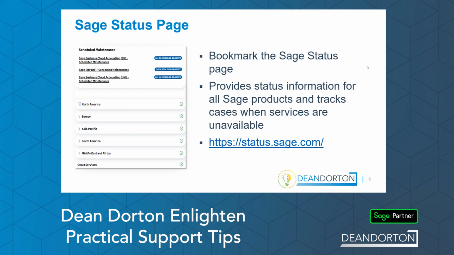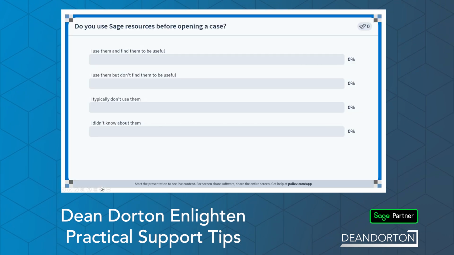All right. So first question coming up here. Do you use Sage resources before opening a case? So any of those resources that I just discussed, do you take a look at those first, or do you just file a case? How do you feel about them?